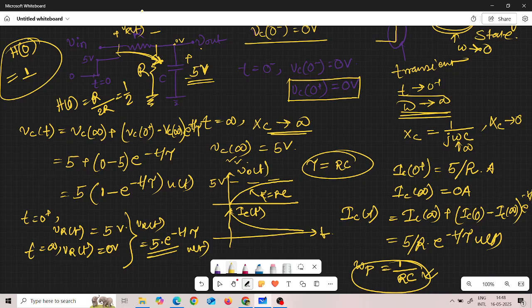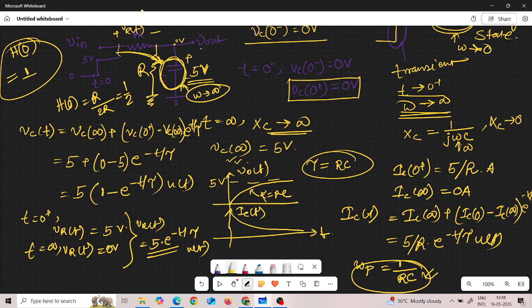But in this circuit also there is no zero, because to make this part 0, we have to go to infinite frequency, which is not possible. So physically there is no zero present in this circuit.